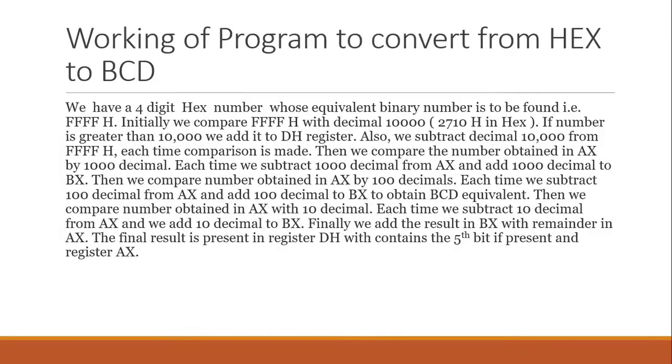Accordingly, we compare and then the obtained result is in the AX register. Every time, the final result is then presented in register DH, which contains the 5-bit representation of register AX. Finally, we add the result in BX with the remainder in AX. Each time we subtract 10 decimal from AX, we add 10 decimal to BX. In this way, the result is obtained.